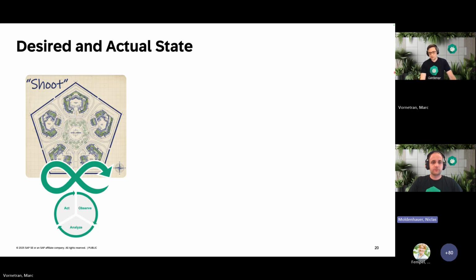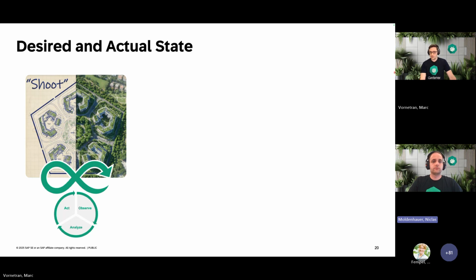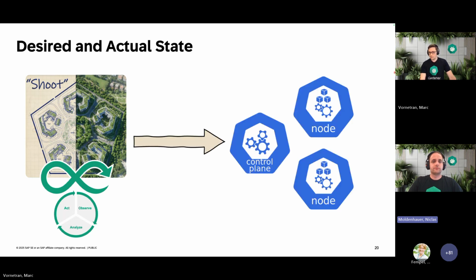And you have these typical reconciliation loops like observe, analyze, act. So this one. And now the desired state is turned into an actual state. So you will end up with a cluster. And when we talk about a cluster, we mean you have your control plane and you have your worker nodes where your stuff is running on.